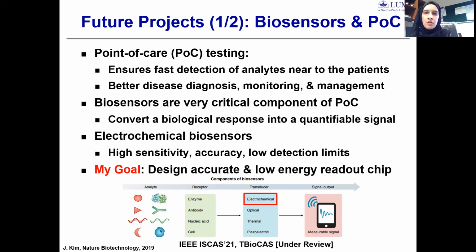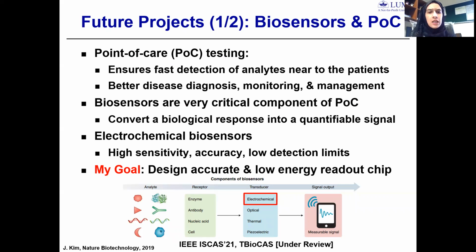Additionally, I want to work on biosensors and point of care applications that provide fast detection of several analytes in the patient's body. So it allows better disease detection and monitoring, as well as monitoring the progress of a treatment. Biosensors are very important for point of care applications and allow the conversion from a biomedical signal into an electrical signal that we can measure and quantify.